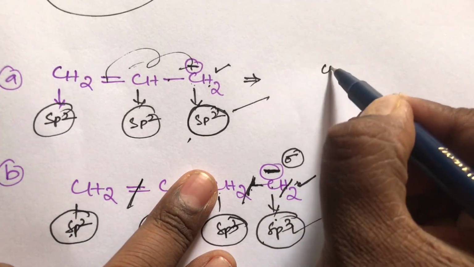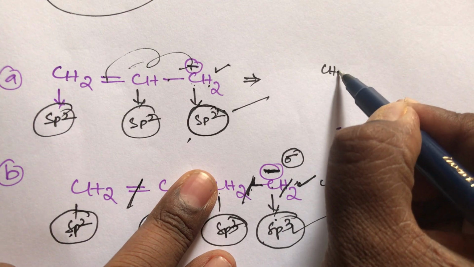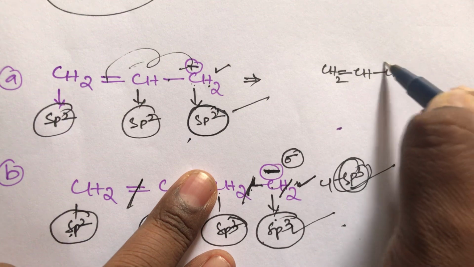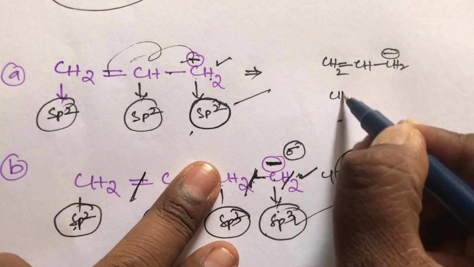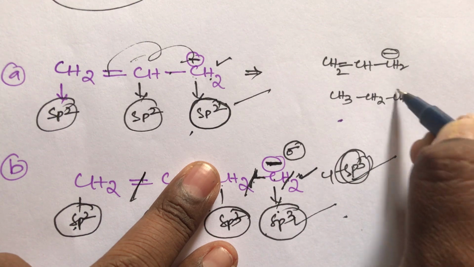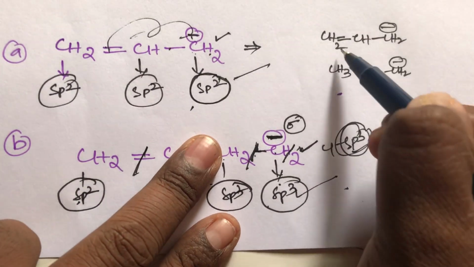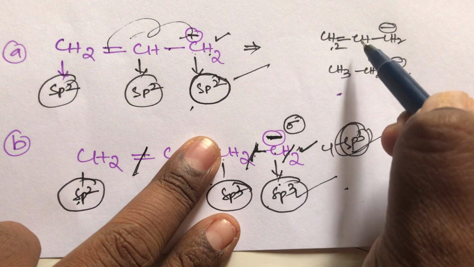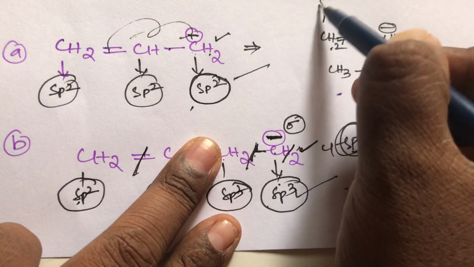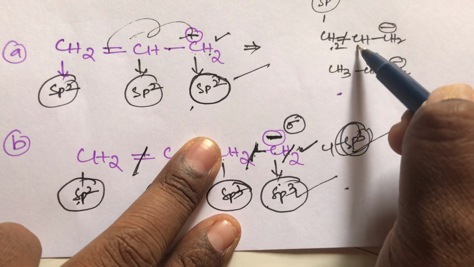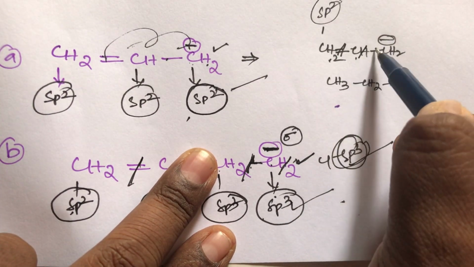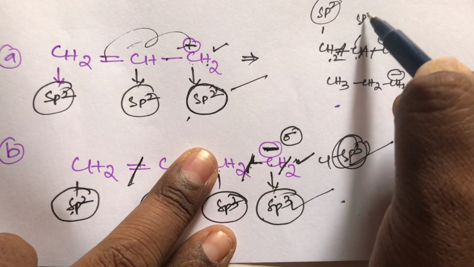One more example, student. CH2 double bond CH2 minus, and CH3 CH2 minus. See, student, this carbon is surrounded by 2 hydrogens, 2 sigma, and 1 pi bond equals 1 sigma. So this carbon undergoes sp2 hybridization. And this carbon is surrounded by 3 sigma bonds. Here 1 sigma, 1 hydrogen equals 1 sigma, here also 1 sigma. So in total it also undergoes sp2.